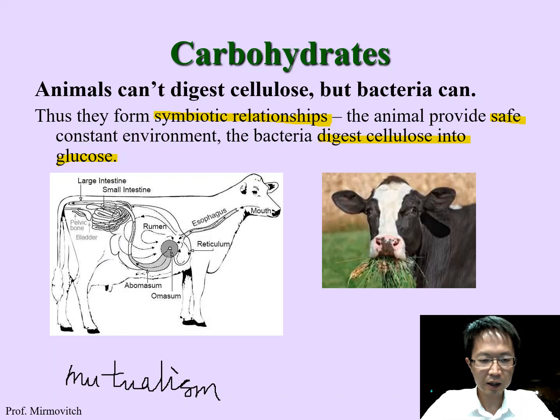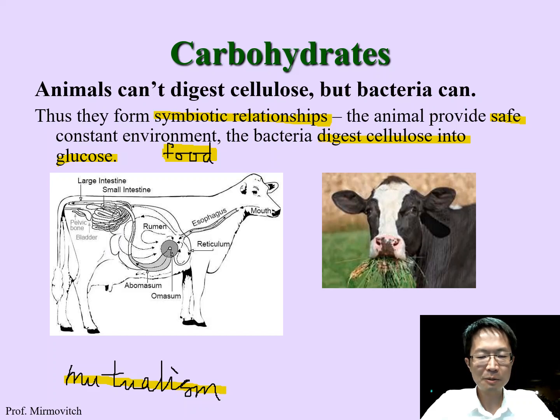Let me write it down. To provide a safe environment and also provide food for the bacteria to eat. Bacteria digest the cellulose so that cellulose becomes glucose, then the animal will get more glucose to eat as well. So it's like paying rent. It's literally paying rent. The bacteria pay rent in terms of glucose to the animal. We call it mutualism. It is a win-win situation.